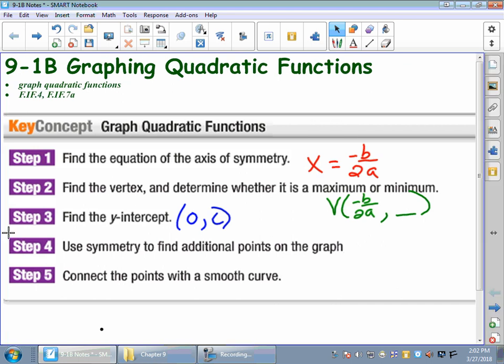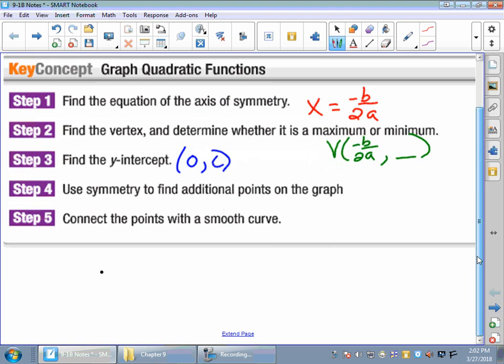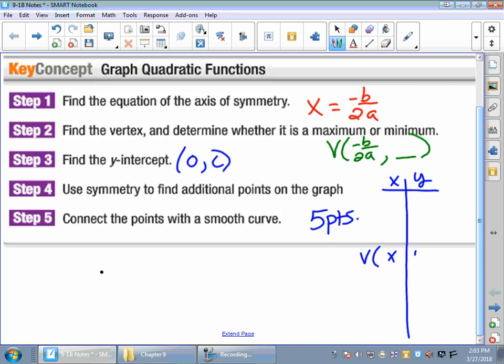When we do this, I require that you use 5 points. But if you're smart about these 5 points, it will even seem like 1 point besides the vertex, so 2 or 3 points, just depending on how well you do with this. So we're going to make a table of values. Since the vertex is the middle point of the graph, I'm going to put it in the middle of my table. Some people don't do this, and tables don't have to be in order, but I think it helps with the symmetry idea.